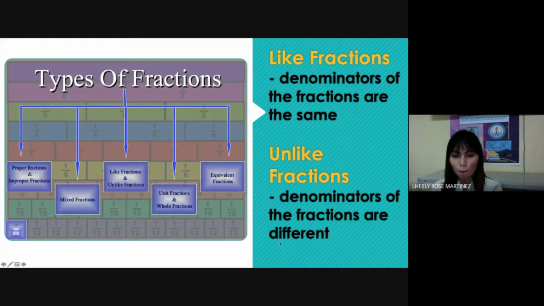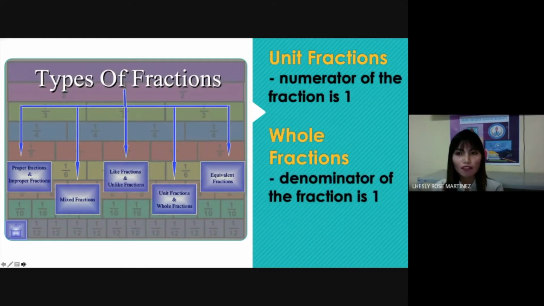Very good. Next we have the unit fractions and the whole fraction. For the unit fractions, the numerator of the fraction is 1. Can you give me an example of a unit fraction? Just one example. Okay, 1/4, very good, Anika. 1/2, very good, Isaiah. How about the whole fraction?